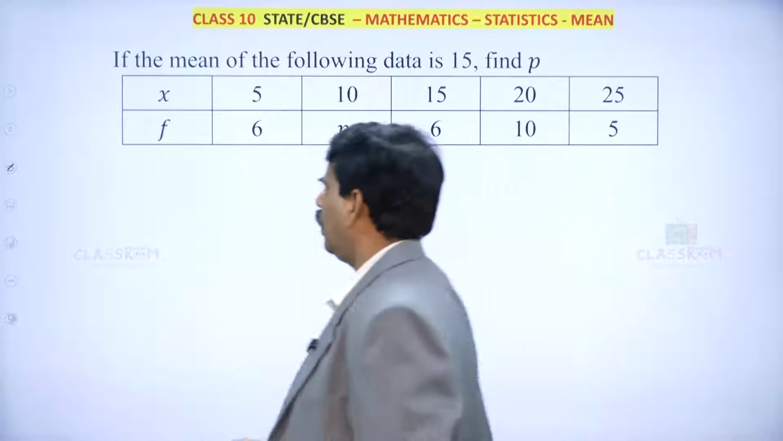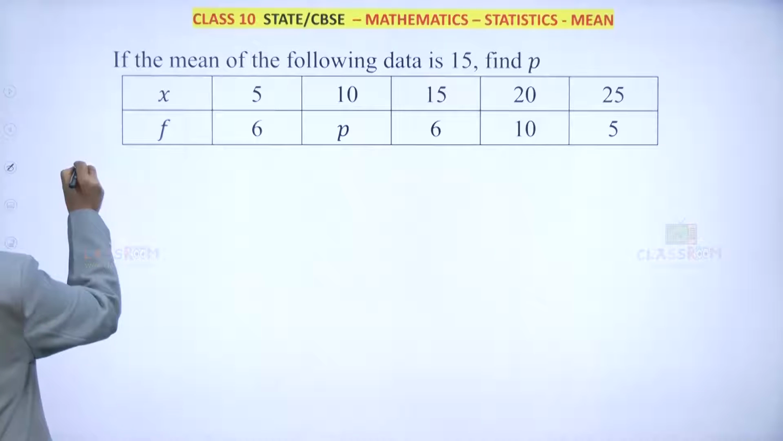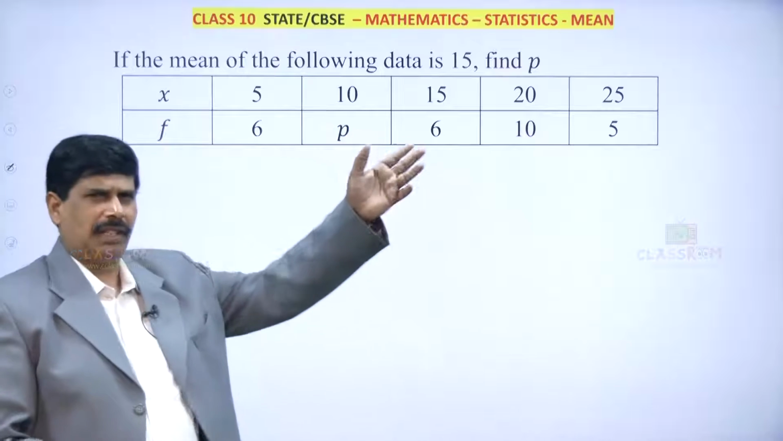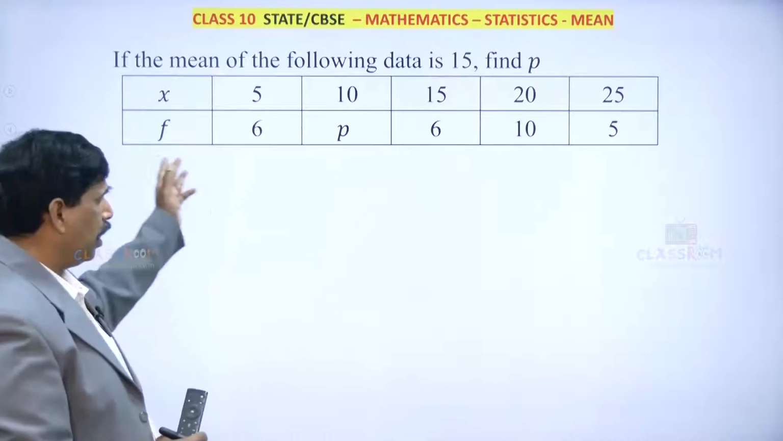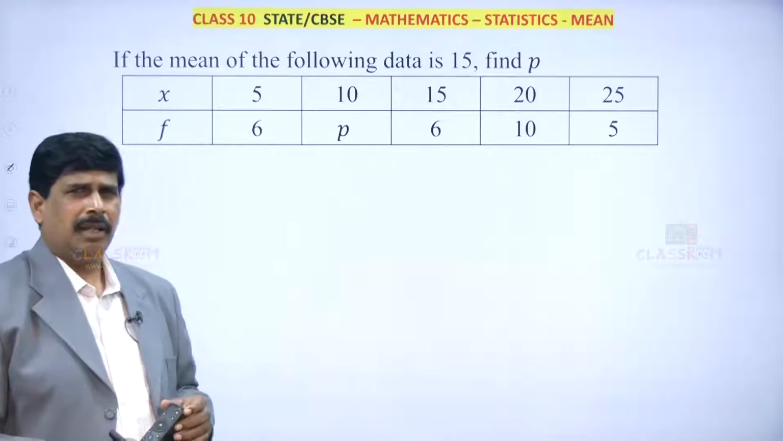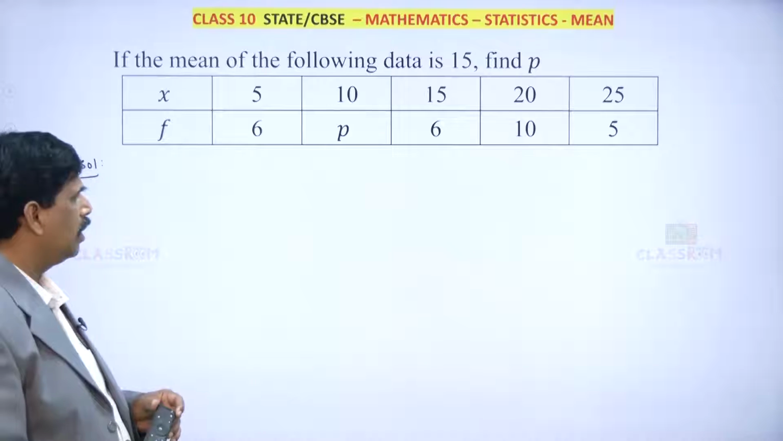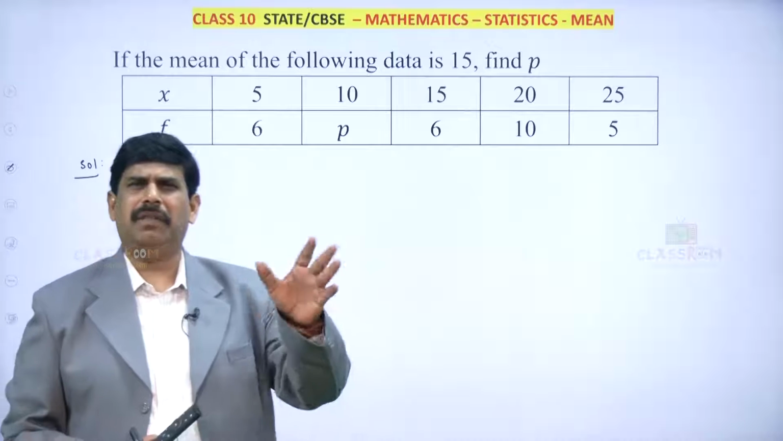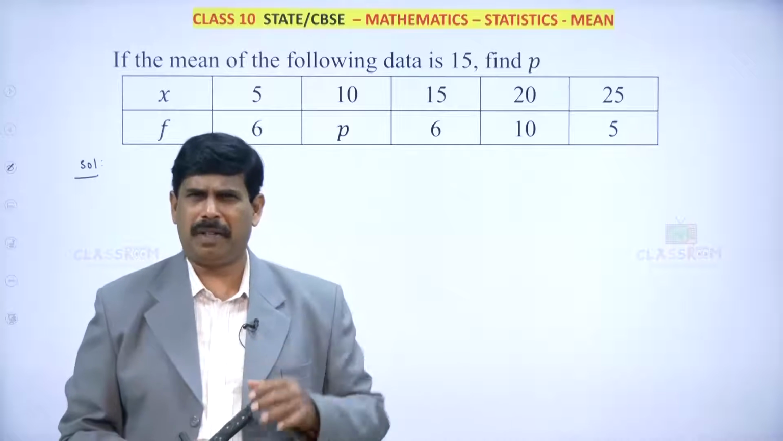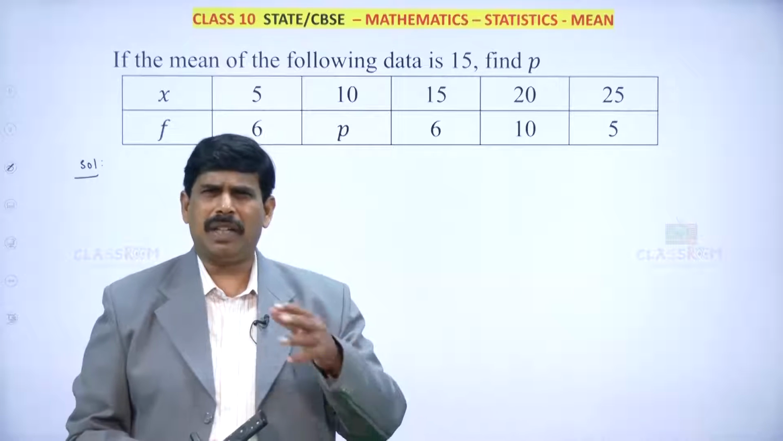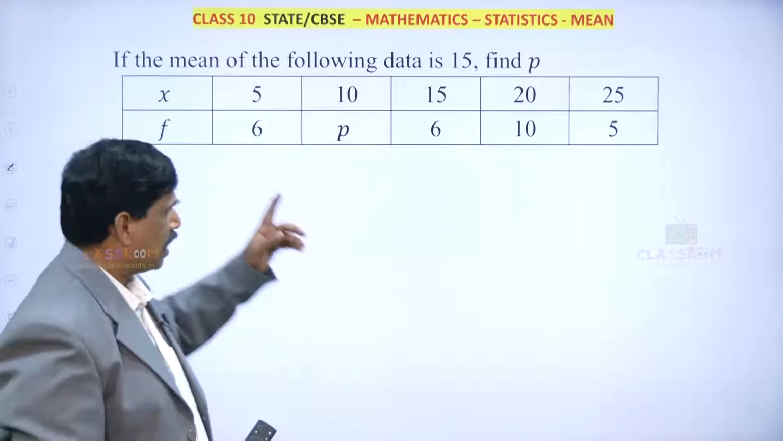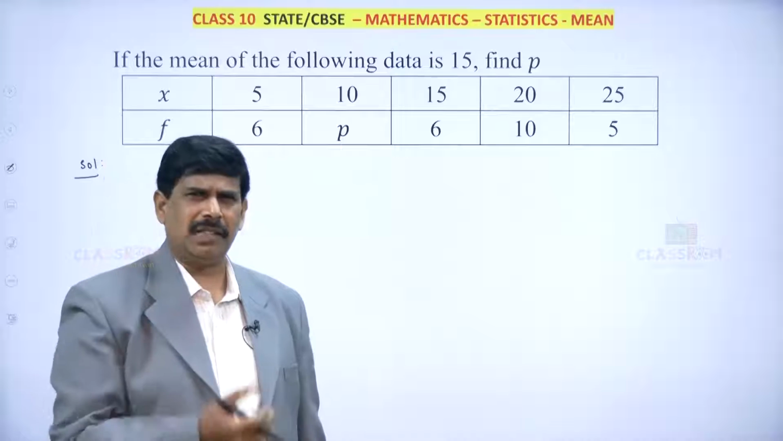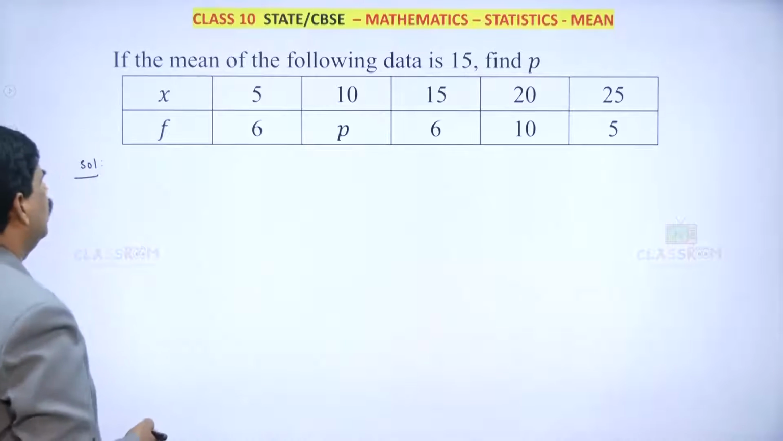Same problem children. So what is saying here, the values of x are given. Frequencies are given. But among the given frequencies, one of the frequency is missed. You have to find out that missing frequency. For that, what is the information with us? He has given the mean of the data. Let us see now how to do this.